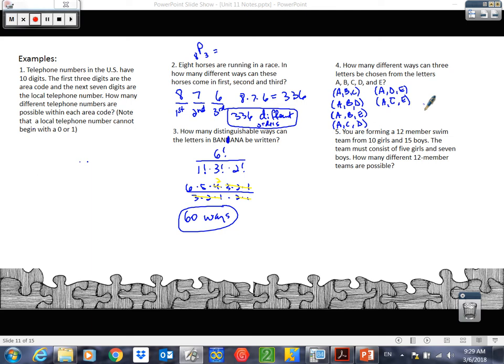Now we're done with A, we'll go to B. So I could do B, C, and D, or I could do B, D, and E. Okay, so we have that. And what else could I do? B, C, and E, and we're done with B. And then the last one, I could do C, D, and E.